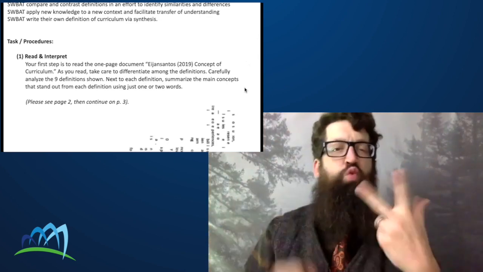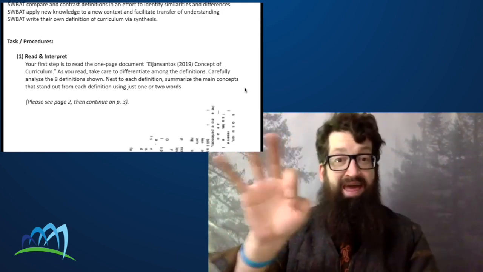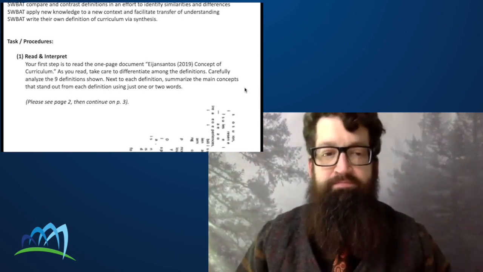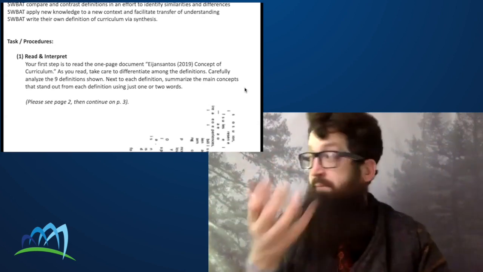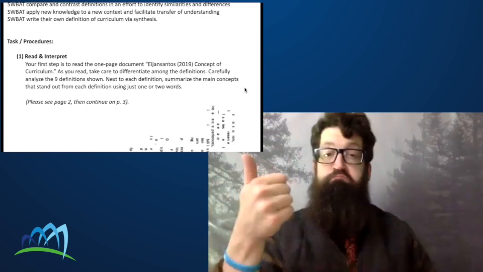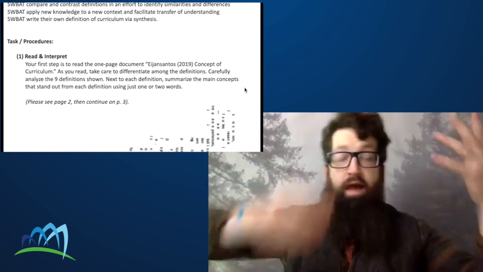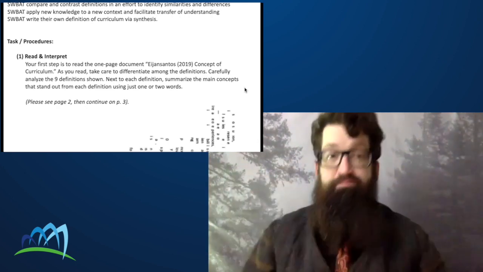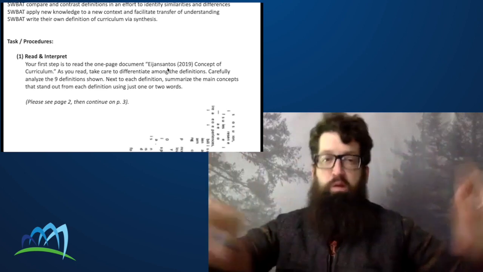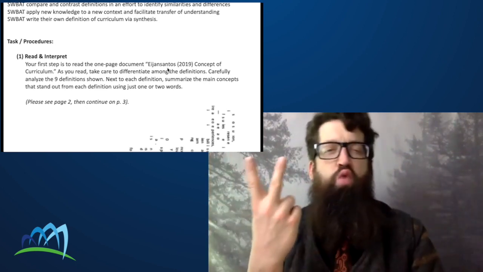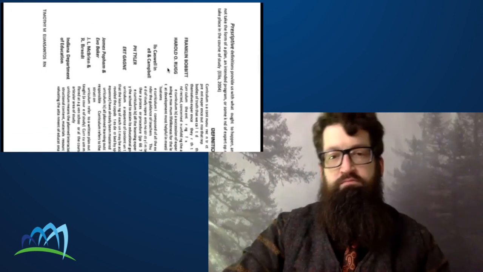So your first step is to read and interpret. That's page 2. There are 9 different definitions that you should look at, and then you will carefully analyze these 9 definitions. If you have a sheet of paper, you can write them out, or you can just think about them without writing anything down. And if you want, you can add your thoughts into our chat box. You'll see each definition is summarized. I would like to see you summarize the main concepts using 1 or 2 words.